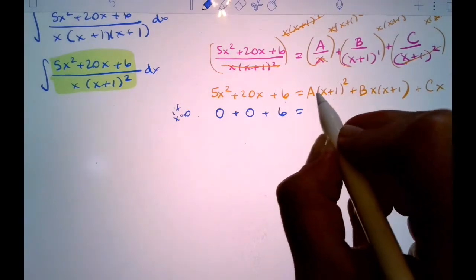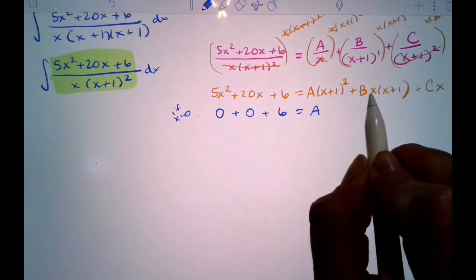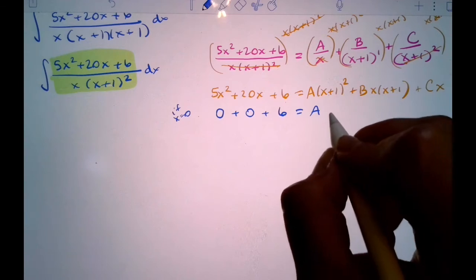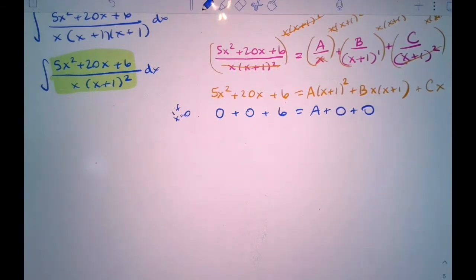And then I would have A times 1, I'll just say A, and then here, you'd have B times 0 times 1. Well, that's 0. And you'd have C times 0. You got a lot out of that one statement. You can read across really quickly. Obviously, A is 6. That's great.